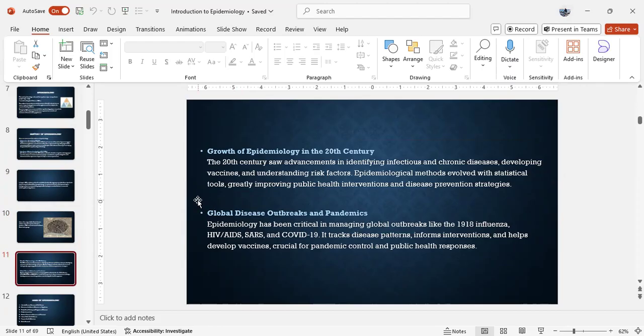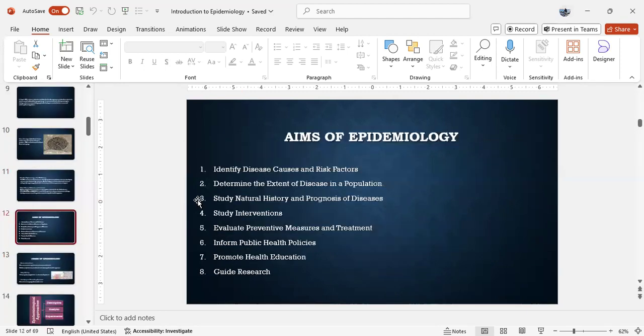Global diseases, outbreaks, and pandemics. Epidemiology has been critical in managing global outbreaks like the 1918 influenza, HIV/AIDS, SARS, and COVID-19. It tracks disease patterns, informs interventions, and helps develop vaccines, crucial for pandemic control and public health responses.